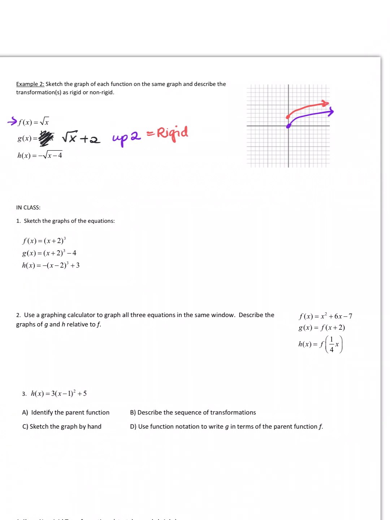Now look at H. H is a little different. We got a couple things going on. You notice the negative back here? That's a vertical reflection. So it's going to go upside down. And the minus 4 means it's going to move right 4 units. So I'm going to go over 4, 1, 2, 3, 4. And instead of going up to the right, I'm going to go down to the right. That is the vertical reflection. Now notice the shape is the same, it just went upside down. So this is still considered a rigid transformation.